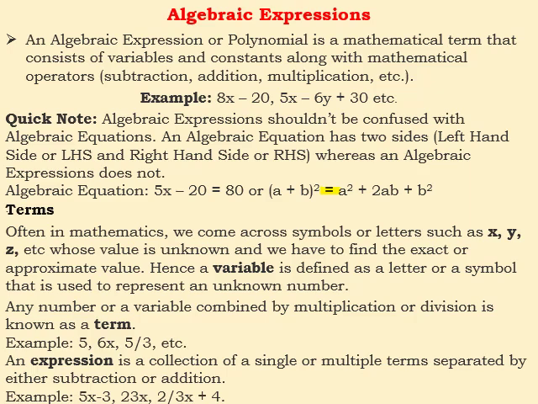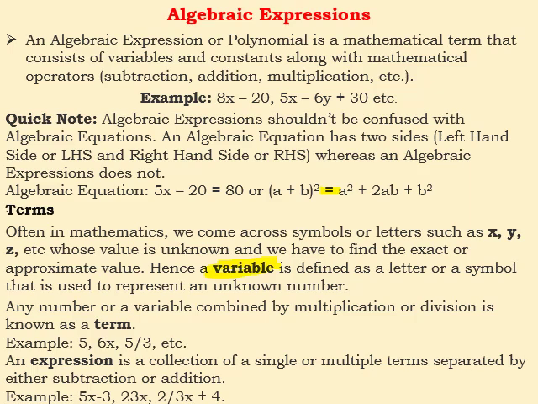Let us see them. Often in mathematics, we come across symbols or letters such as x, y, z. You must have seen all these, isn't it? Now, these are the terms whose values are not known and they are called variables. Variable is derived from the word vary. Variable means which keeps on changing.